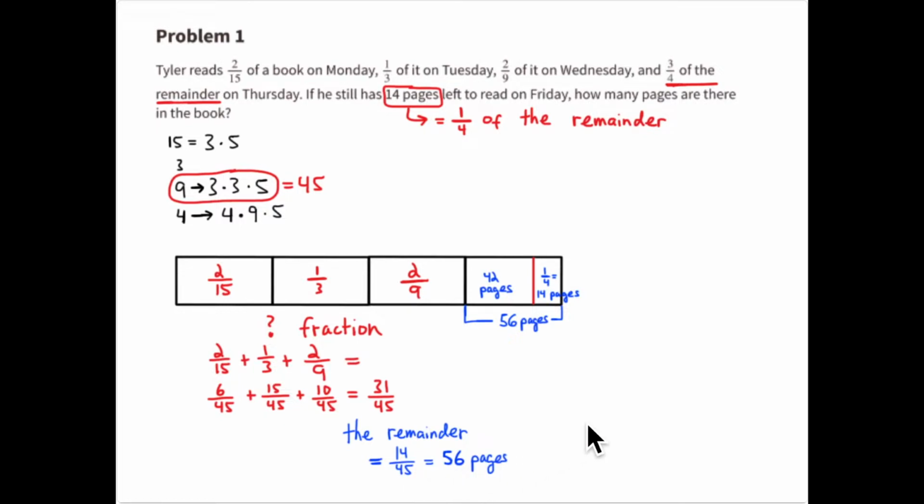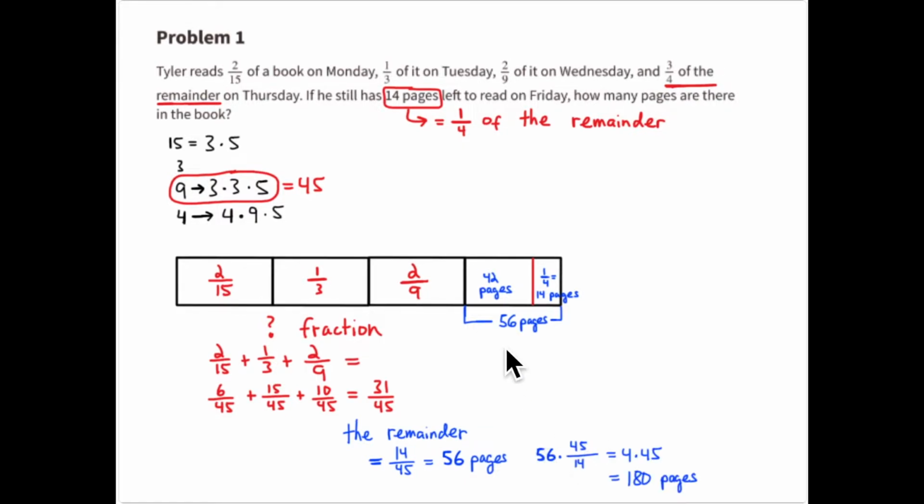Now I'm going to go into some detail about how you see that, how you understand that. If I divide 56 pages by 14, I know it's 14 units, 14 parts, 14/45. So if I divide 56 by 14, that's going to tell me the length of one part. So one part is 4 pages long. And I know I have 45 of those parts. So 4 pages times 45 parts, 4 pages for each part, equals 180 pages.